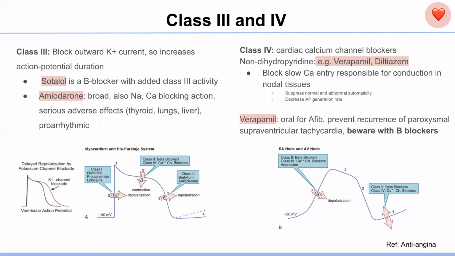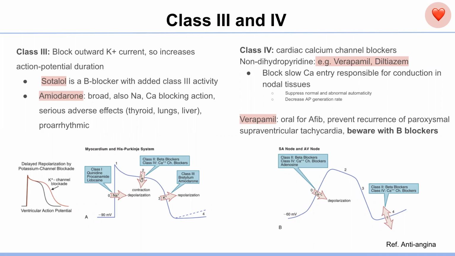Class 3 acts when potassium flows out to repolarize the cell. So instead, with drugs like amiodarone, we block that outflow. So we're increasing the duration of the action potential. Sotalol, as the name suggests, is a beta blocker, but it also has class 3 activity. Finally, class 4 drugs may be familiar. These are the calcium channel blockers.